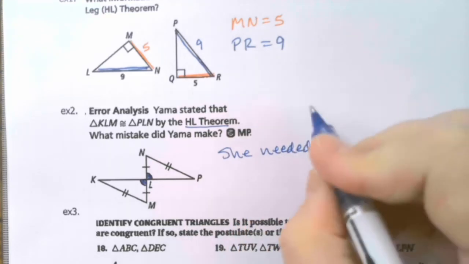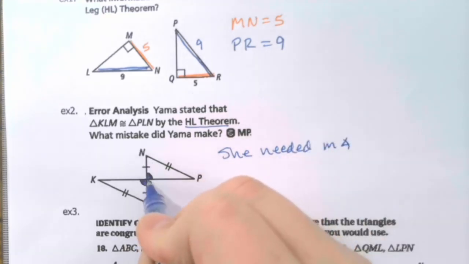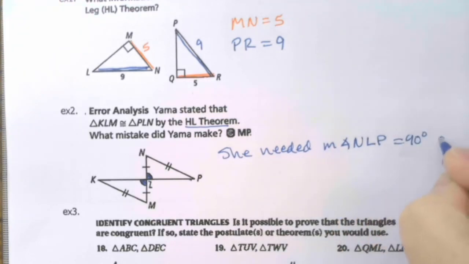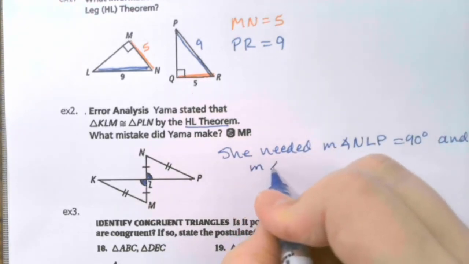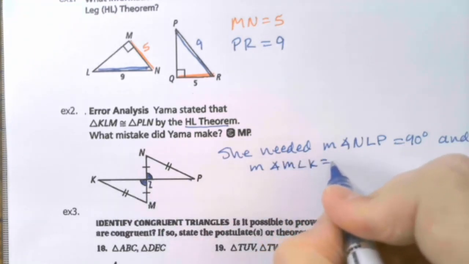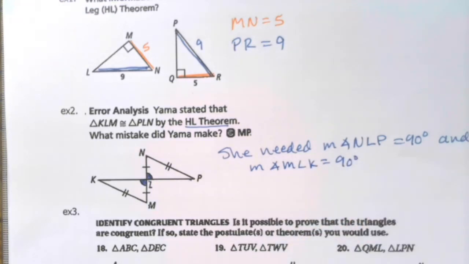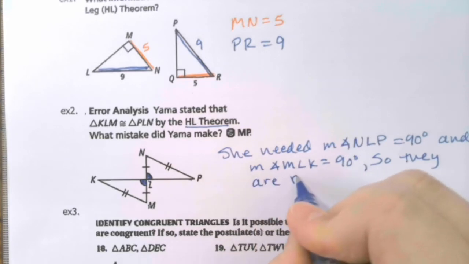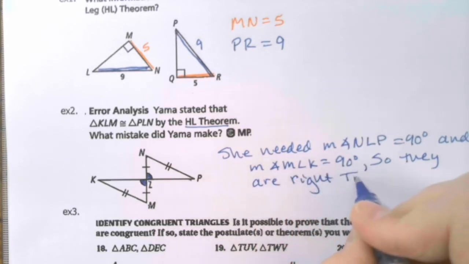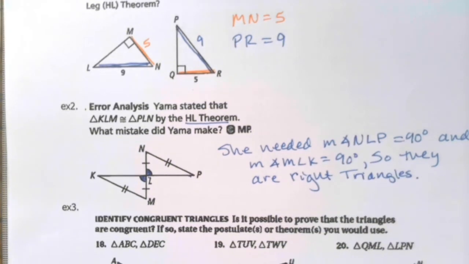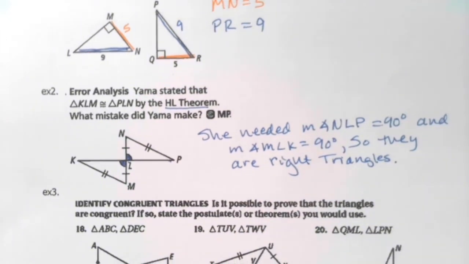So what mistake did she make? She needed the measure of angle NLP to be equal to 90 degrees and the measure of angle MLK to equal 90 degrees. So they are right triangles. So it wasn't enough to know that they are congruent. They had to be 90 in order to use hypotenuse leg.